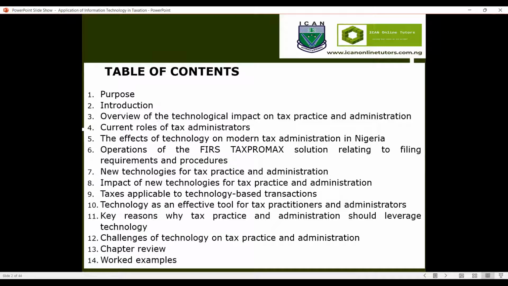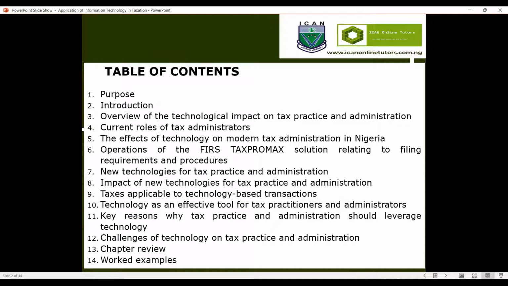We are going to look into key reasons why tax administration technology. And lastly, we are going to look at challenges of technology on tax practice and administration. At the end of the class, we shall summarize all what we have done so far. That's chapter review, summary of the whole topic.